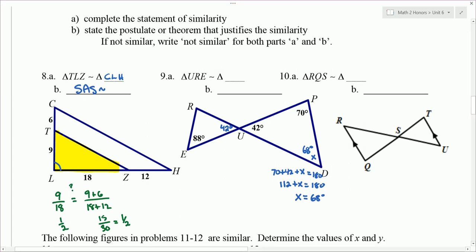So if these two triangles were similar, they would have the same angle measurements, and the left triangle has an angle measurement of 88, where the right triangle doesn't, so we're just going to say these are not similar.